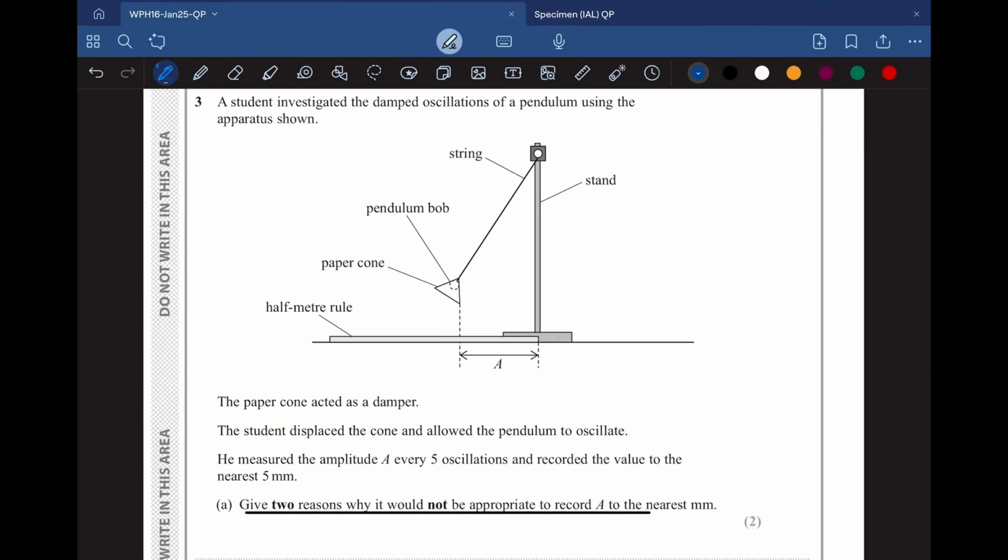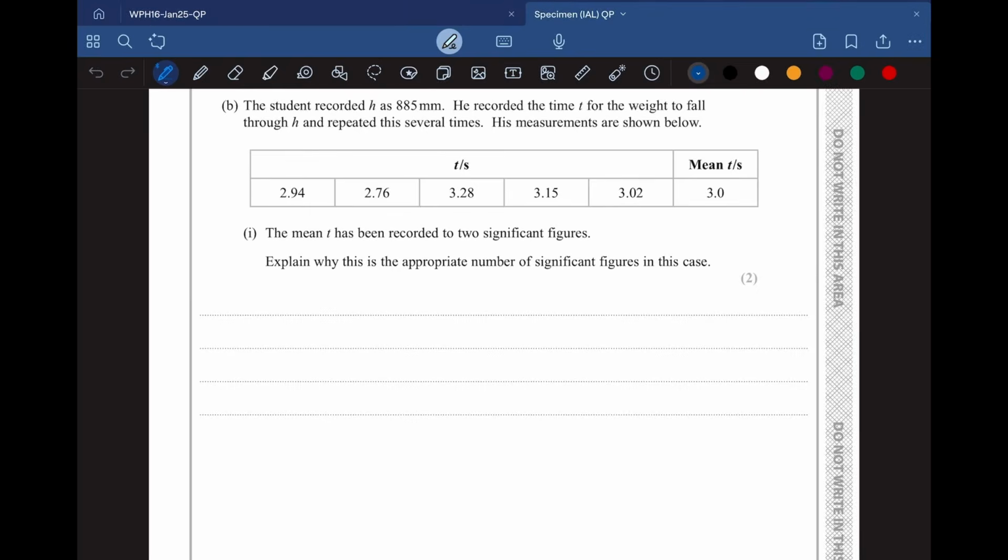Now this 2 marks question is relatable to the specimen paper, the paper that is available widely on the internet. You guys can go through this paper. This question actually matched with the question that you guys have seen previously. It says the student recorded h as 885 millimeter. He recorded the time t for the weight to fall through h and repeated this several times. His measurements are shown below.